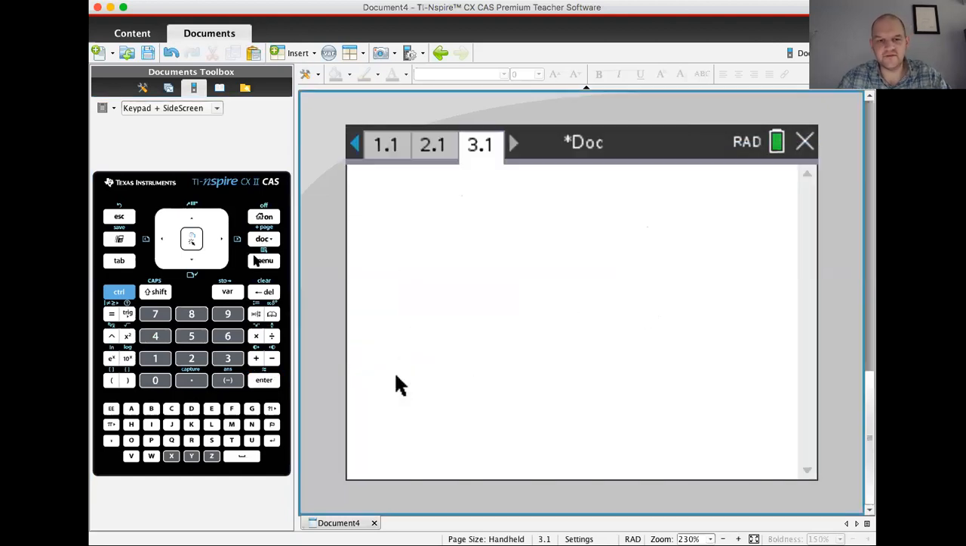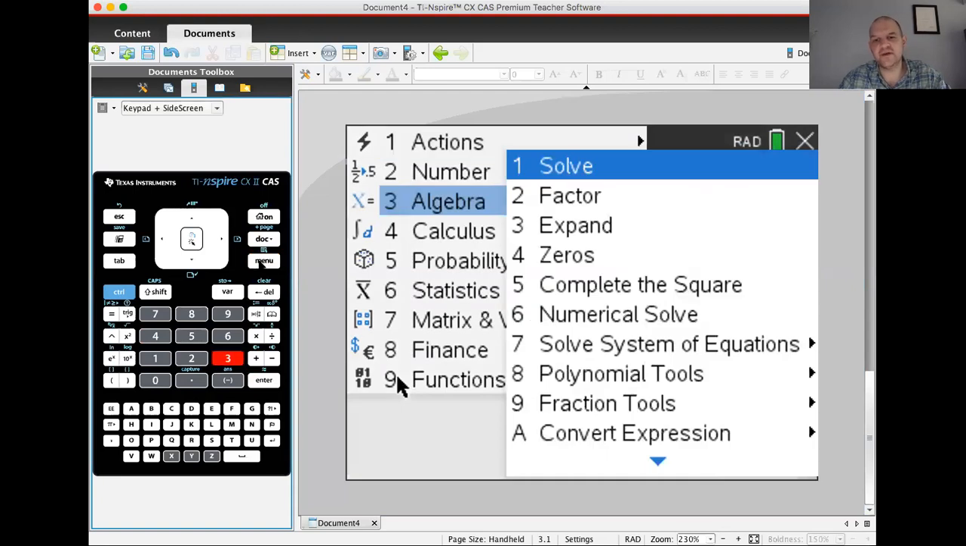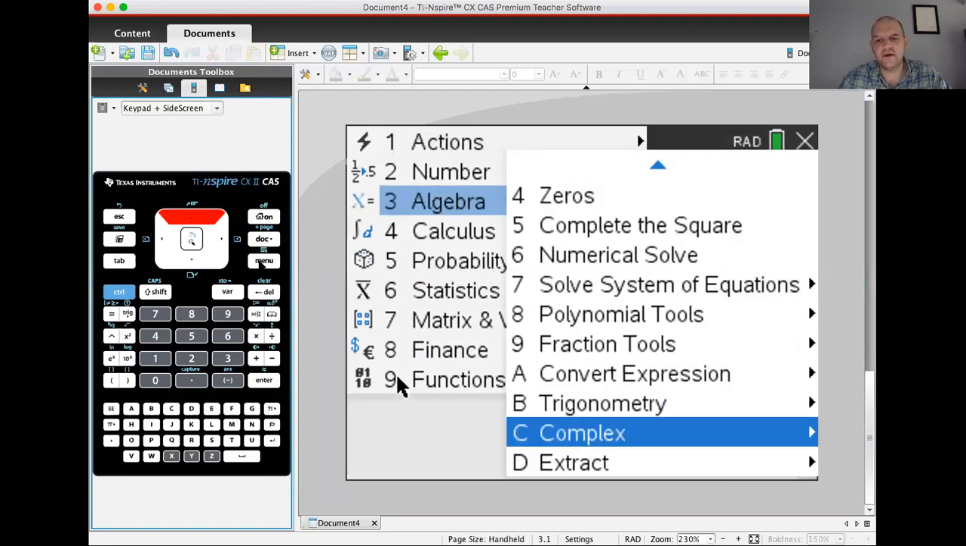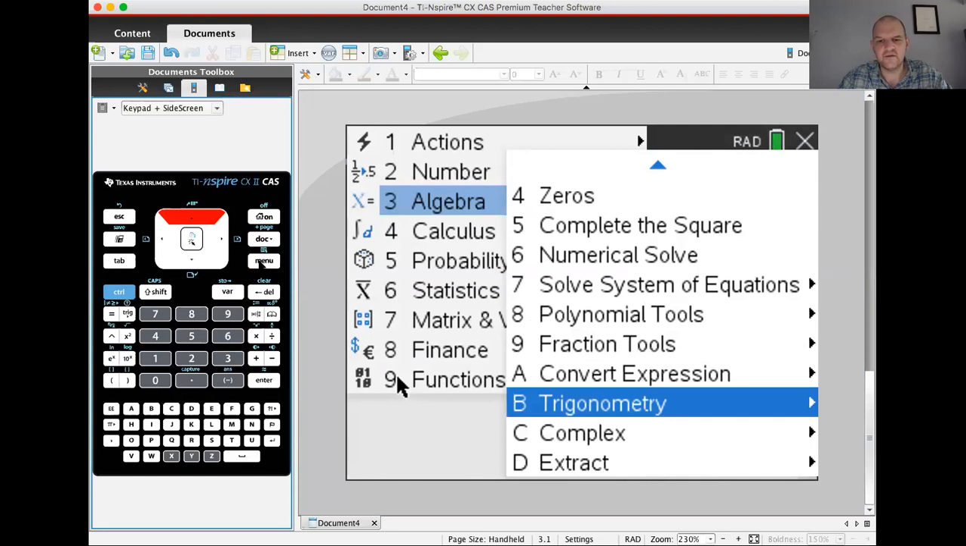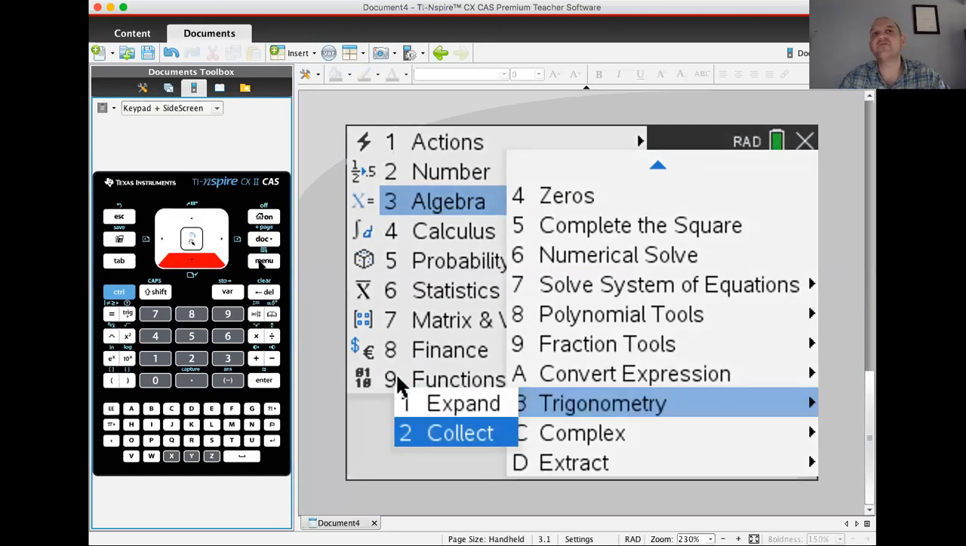The things you're going to mainly use are menu, then option 3, and then if you press up, up, up, or just press B, there's trig. There's trig expand and trig collect, and I can never remember which is which. I think we're probably going to want to collect on these. Basically, I just try both of them and see if one of them is helpful. They usually both do something, so we'll see.